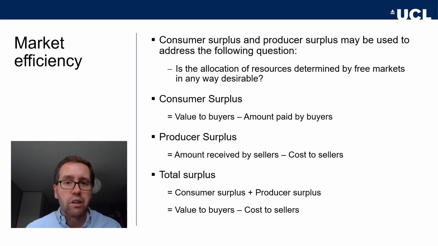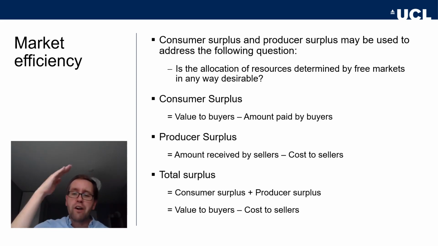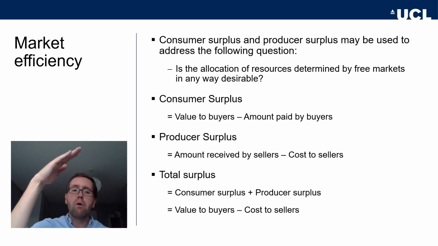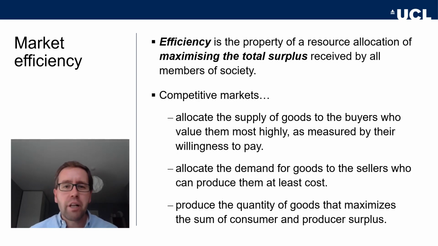So total surplus in the society, or in the coffee market in this case, is consumer surplus plus producer surplus, or in other words, the value to buyers minus the cost to the sellers. Does this sound familiar? Yes, of course, it's efficiency.